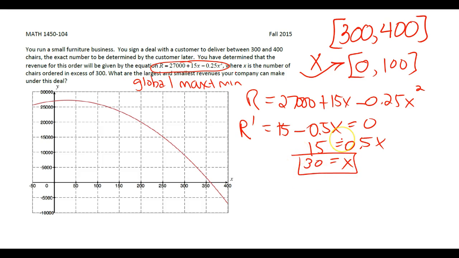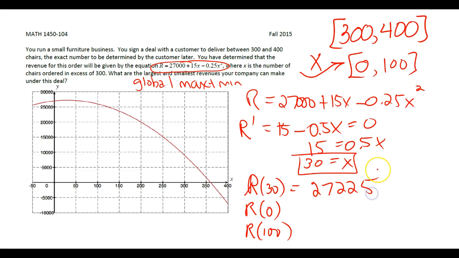So we need to test the original function. I'm going to say r at 30, and then we need to test r at 0, and we need to test r at 100. I've already done the math here, but r at 30 gives us a revenue. It must be in dollars, they really didn't tell us. R at 0 gives us a revenue of 27,000, and r at 100 gives us 26,000.